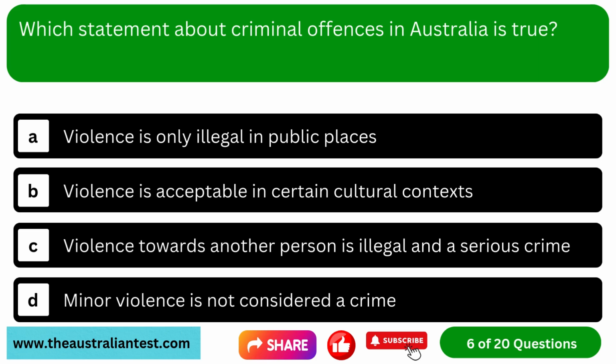Question 6. Which statement about criminal offenses in Australia is true? Option A, violence is only illegal in public places. Option B, violence is acceptable in certain cultural contexts. Option C, violence towards another person is illegal and a serious crime. Option D, minor violence is not considered a crime.